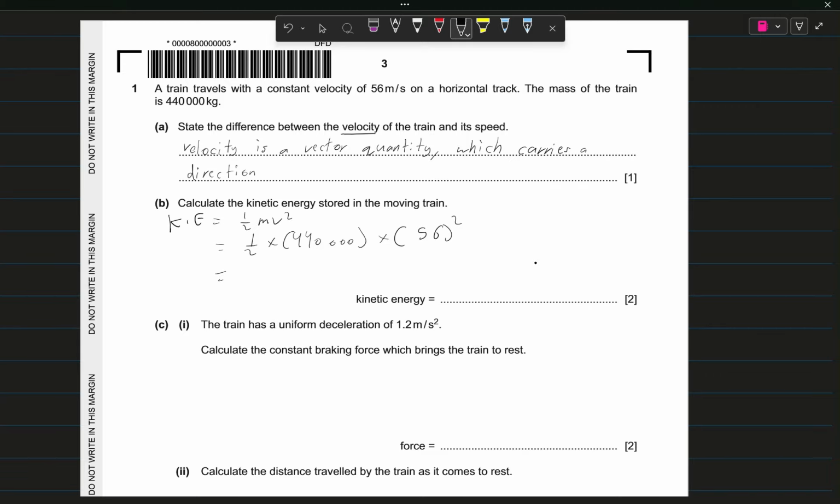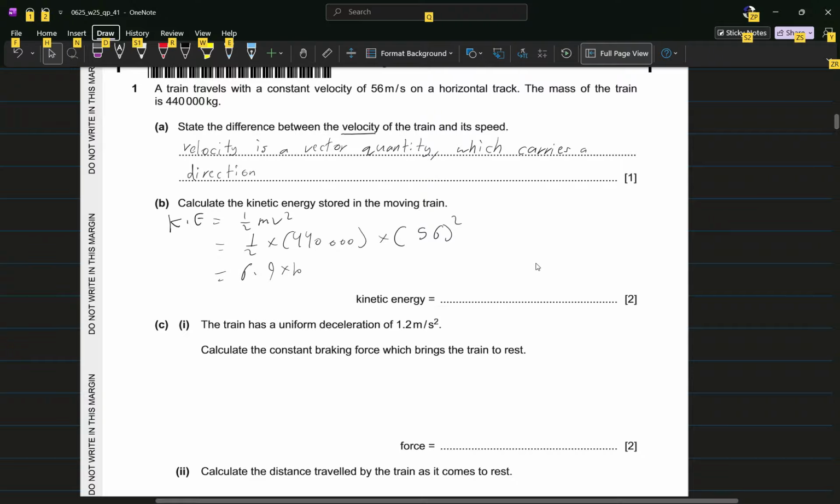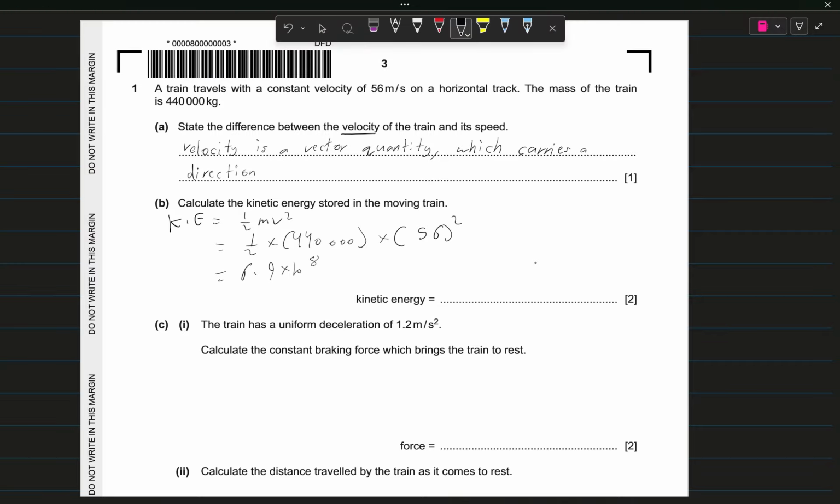then your answer should be about 6.9 times 10 to the power of 8. Now, of course, since this is energy here, it should be in joules. So, 6.9 times 10 to the power of 8 joules. And as you can see, we used two significant figures because all of our values were to two significant figures in the question, like the velocity and the mass.